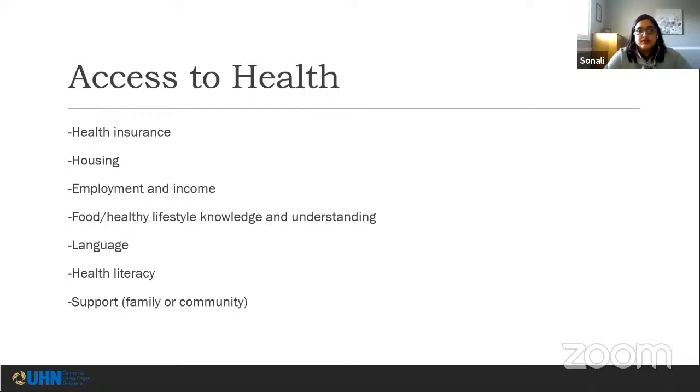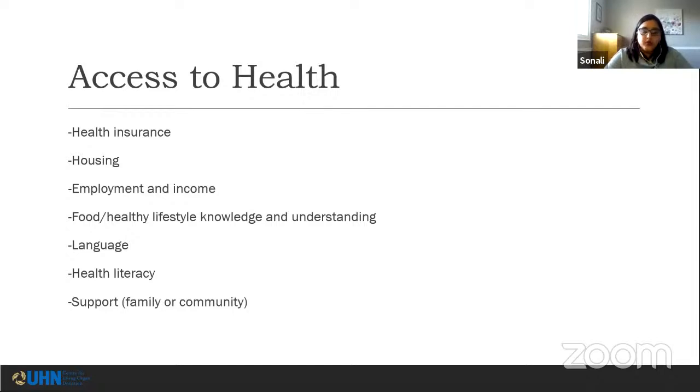Health literacy is a similar piece. The definition of health literacy is the ability to access, comprehend, evaluate, and communicate information as a way to promote, maintain, and improve health in a variety of settings across the life course. So a challenge with health literacy could be language, could be low literacy, any number of things.